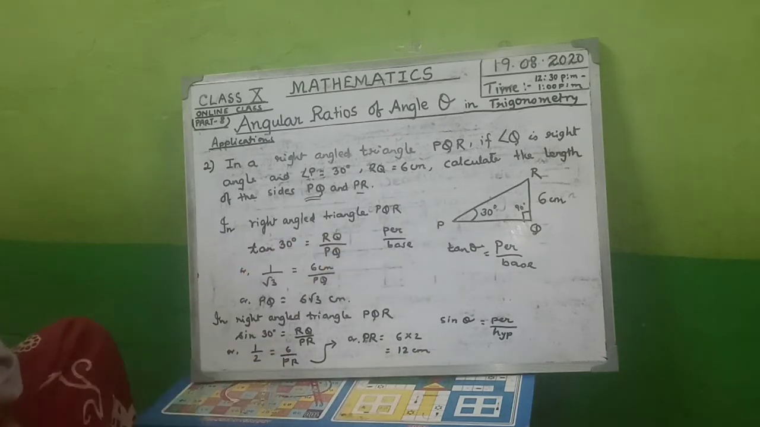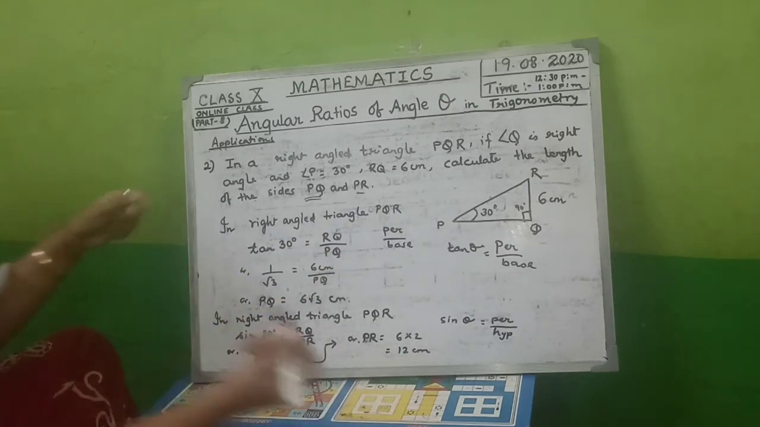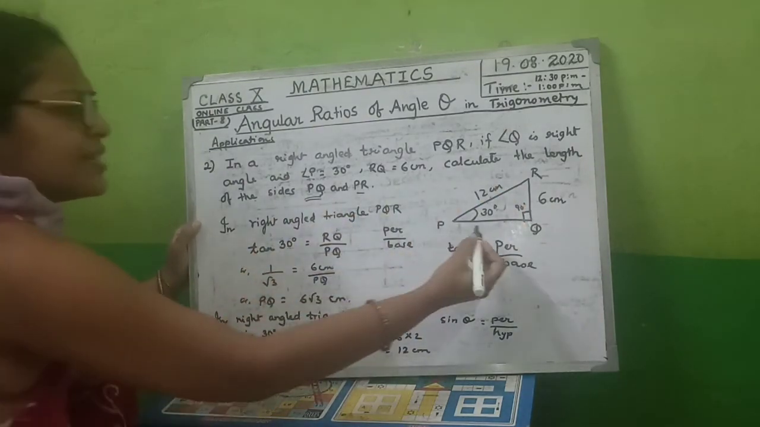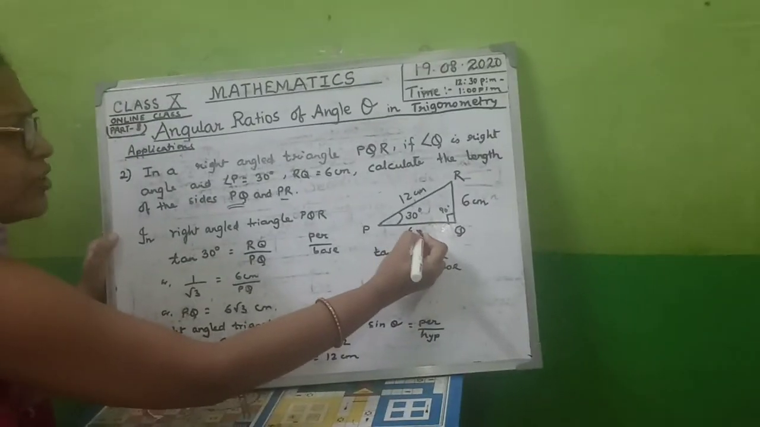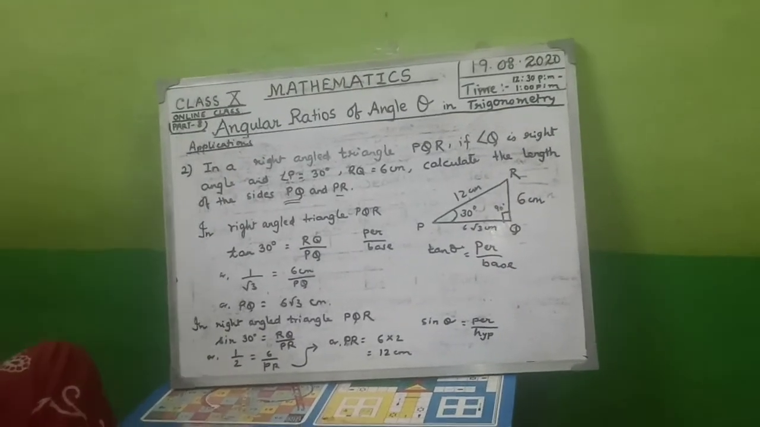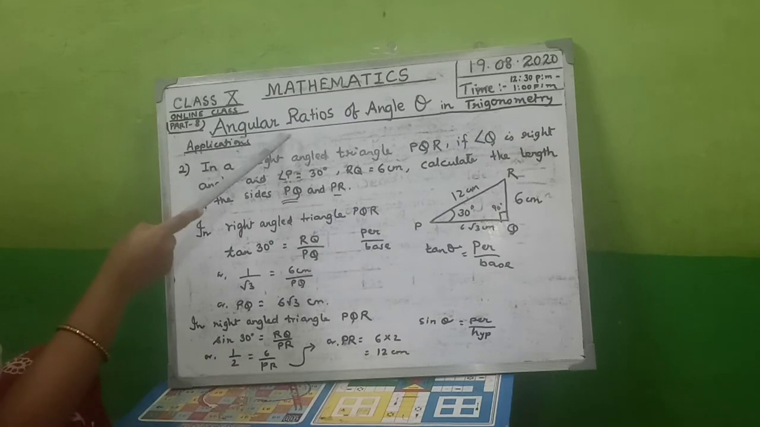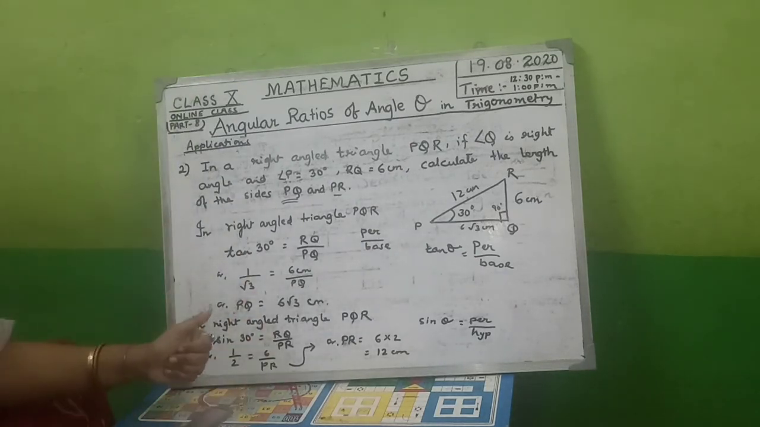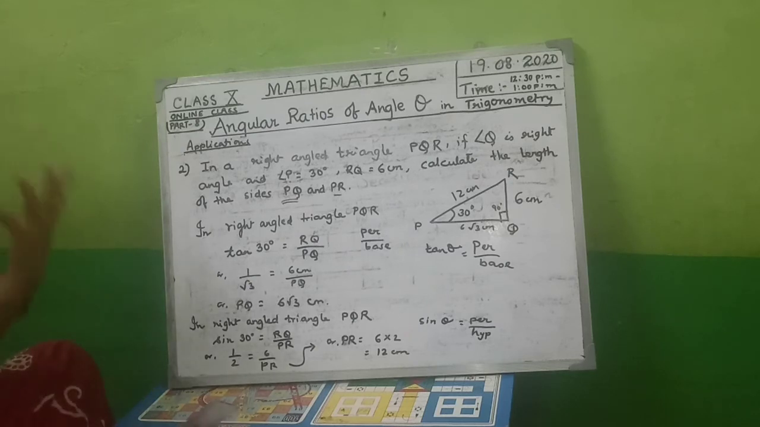So we got the two sides. PR is equal to 12 centimeter and PQ is equal to 6 root 3 centimeter. Isn't it very easy and magical to find the sums? If you know the angular ratios, you just put the formulas and you will get the sums done within a second. It's like a trick. It's like a magic. Isn't trigonometry a magical word? I hope children you are getting interested and learning the ratios.